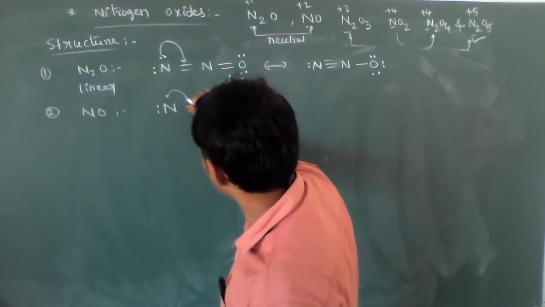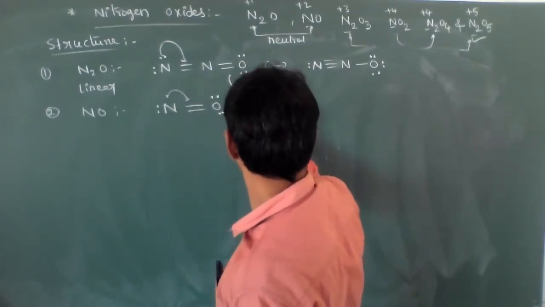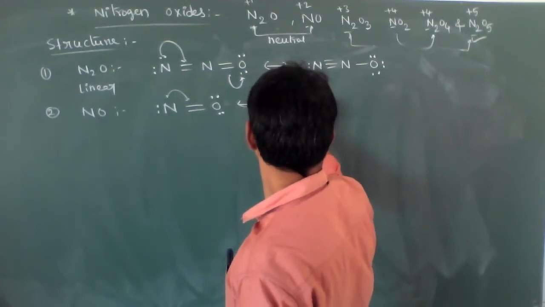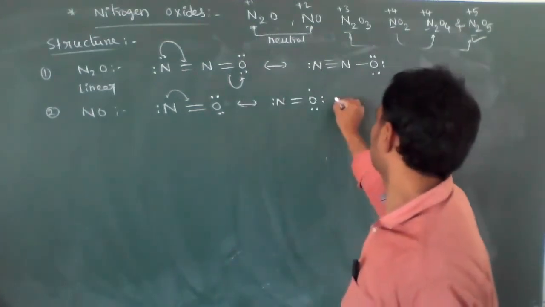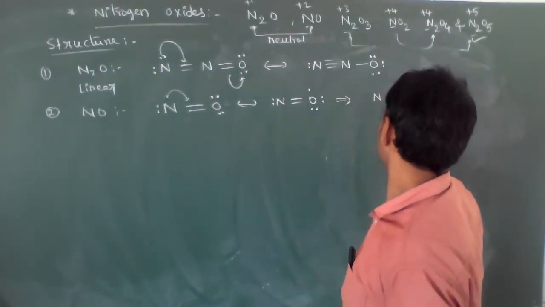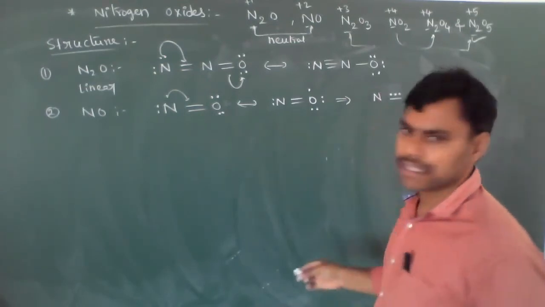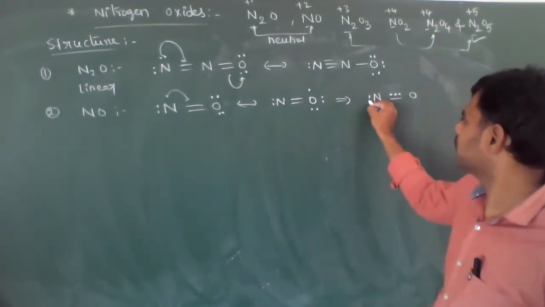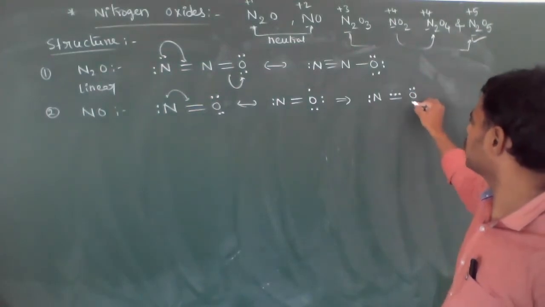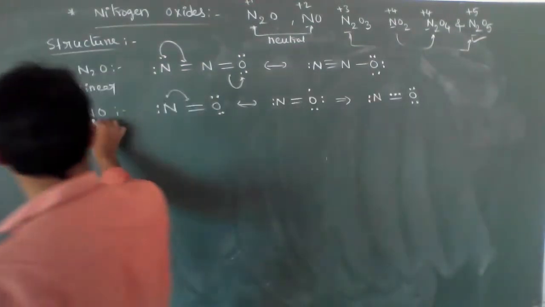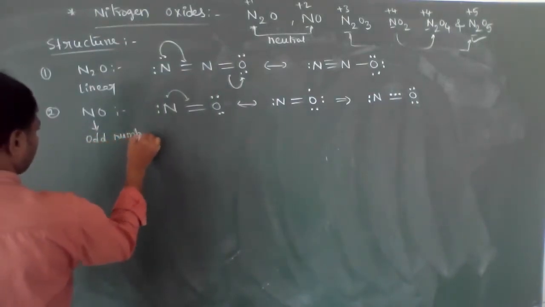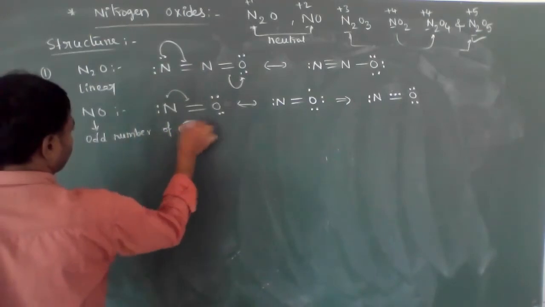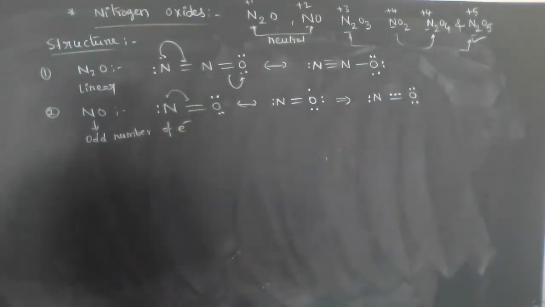The single electron jumps towards oxygen also. That's why the resultant structure is like this. One bond is a 3 electron, 2 center bond, and it has one lone pair, and this oxygen also has one lone pair. It is also an odd number of electrons containing molecule.